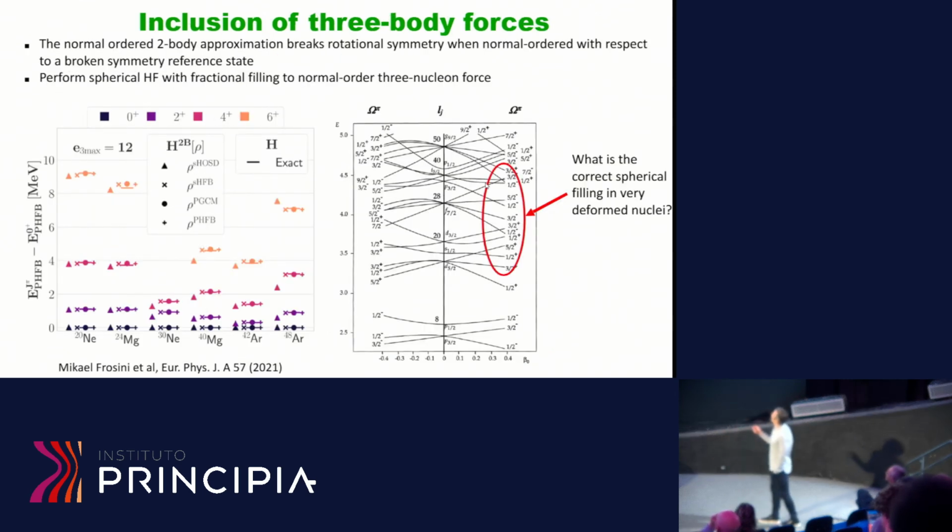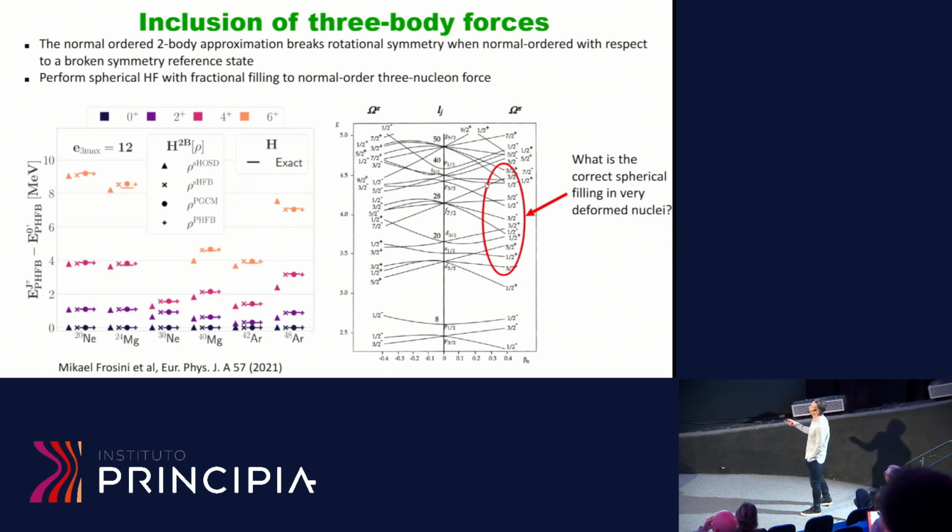So I want to just briefly also mention some challenges here regarding including 3-body forces in these kinds of deformed calculations. This paper by Michael Frosini and Tomo Miyagi and collaborators, published a few years ago now, emphasized the point that when you normal order your Hamiltonian with respect to a broken symmetry reference state, like a deformed Hartree-Fock state, and you truncate the 3-body at the 2-body approximation level, your Hamiltonian is no longer rotationally invariant.